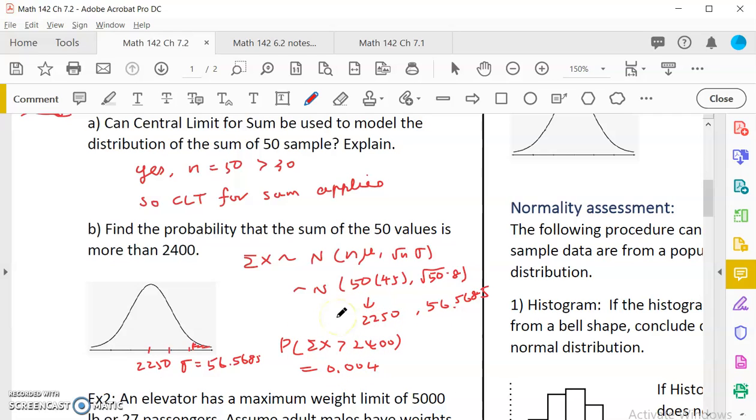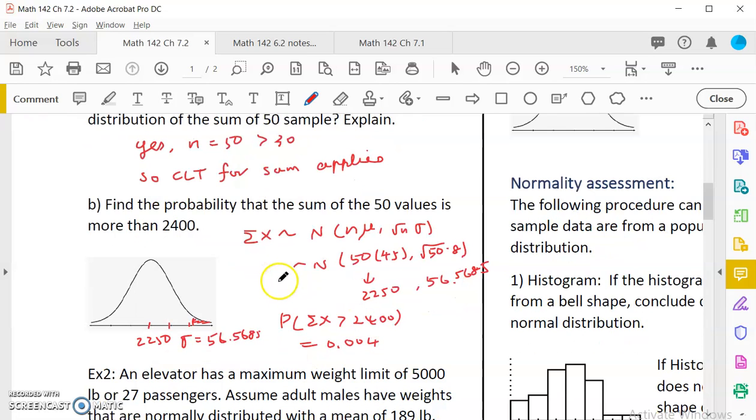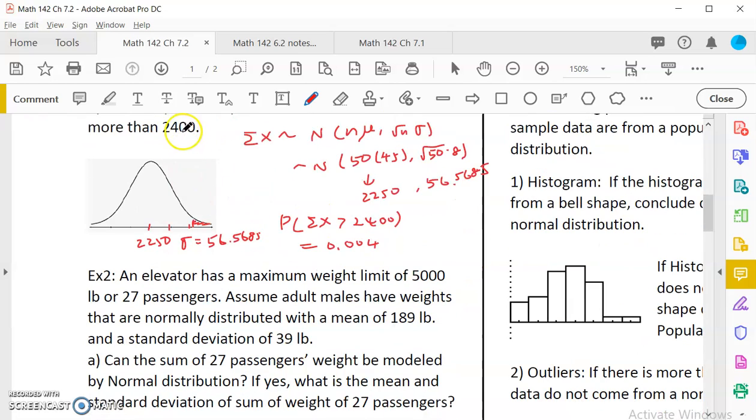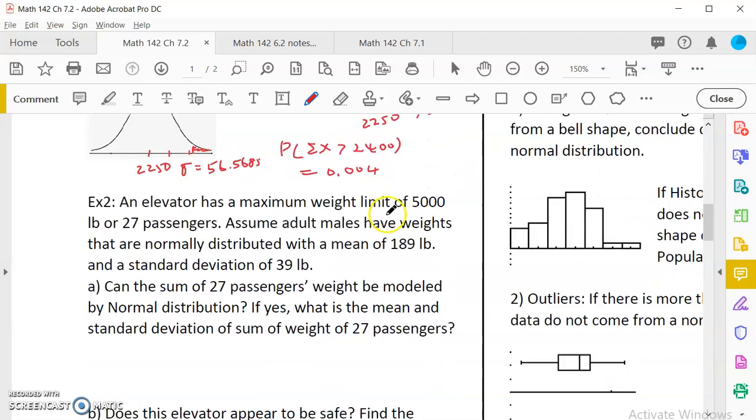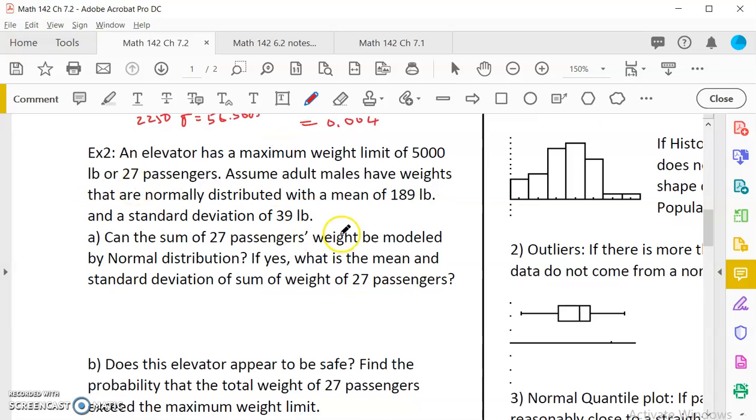So if you have 50 people on a boat, and 2400 is the overload limit, then this is good because it's very rare to happen. So this is what happened in example 2.